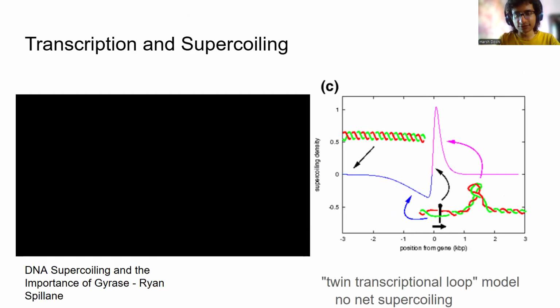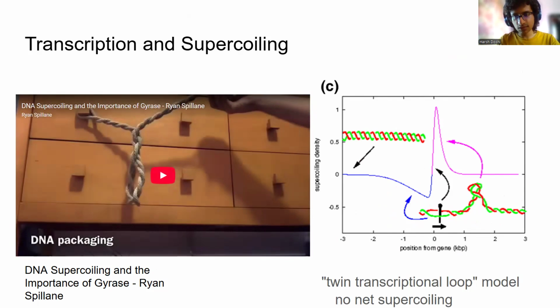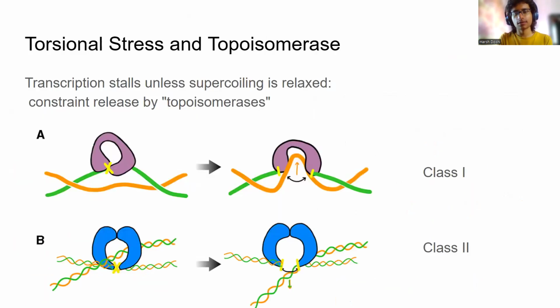This sort of positive and negative supercoiling can pose a challenge for the polymerase to continue its transcription activity. Because if the downstream region gets too overwound, very tightly coiled, then the polymerase will stall. It won't be able to unwind the DNA any further. So in order to avoid the polymerase stalling, there are other proteins that can help release this overwoundness or underwoundness of the DNA. These proteins are called topoisomerases, and they are divided into two classes.